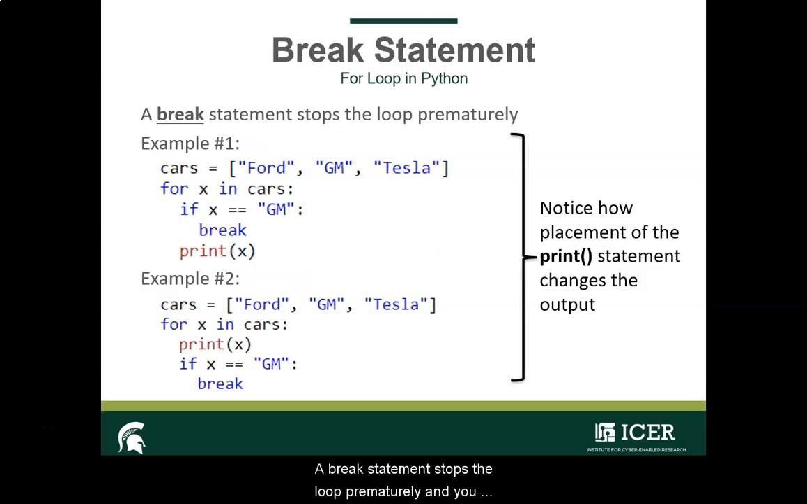A break statement stops the loop prematurely. And you have seen break statements before with the while loop. So with this, you have your example where I have a list of cars. I'm going to go item by item until I find GM, and then I'm going to break my loop. Notice in example 2, we have changed the order of the print statement in relation to the break statement. Play around with example 1 and example 2 and notice how the output changes in Python.